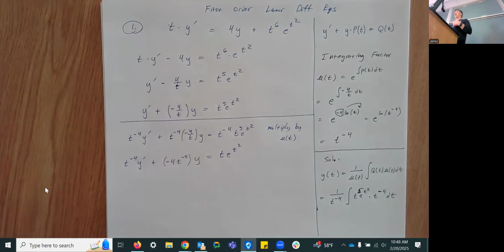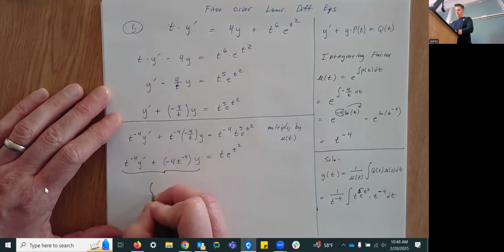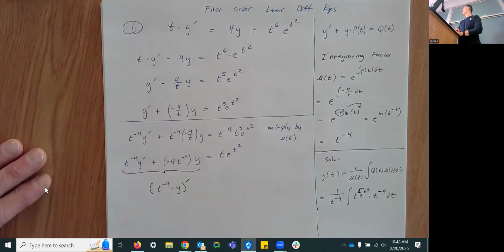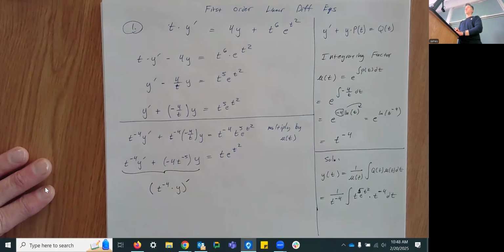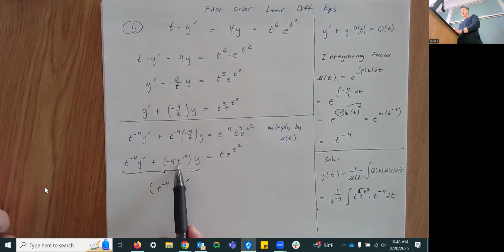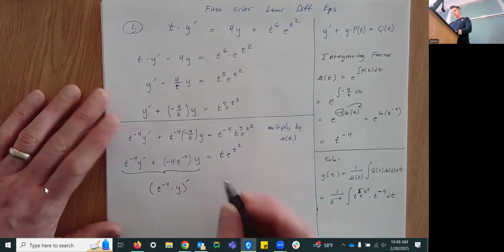As is true every time when we do this, the whole point is making the left-hand side look like the derivative of the product of y times mu. And this is exactly the derivative of t to the negative fourth times y. Product rule. You get t to the negative fourth times y prime plus the derivative of t to the negative fourth, which is negative 4 times t to the negative fifth times y. Every time. I can't say it enough. Still equals the same thing.